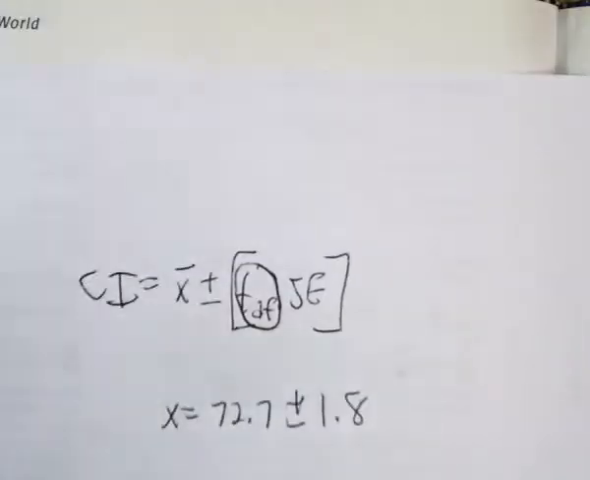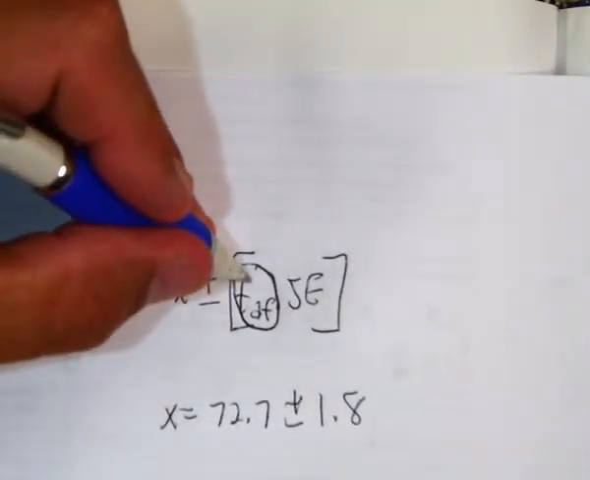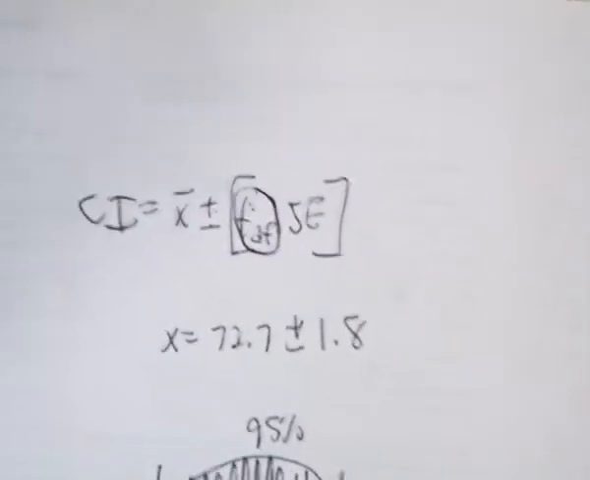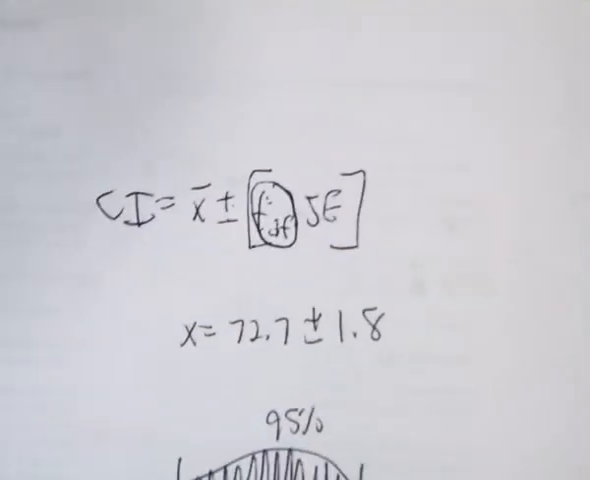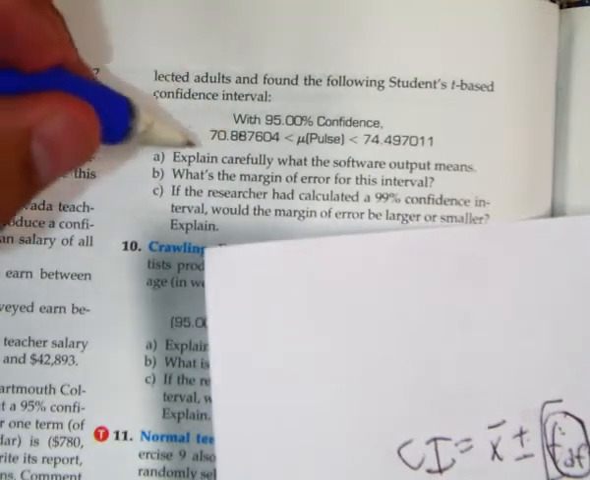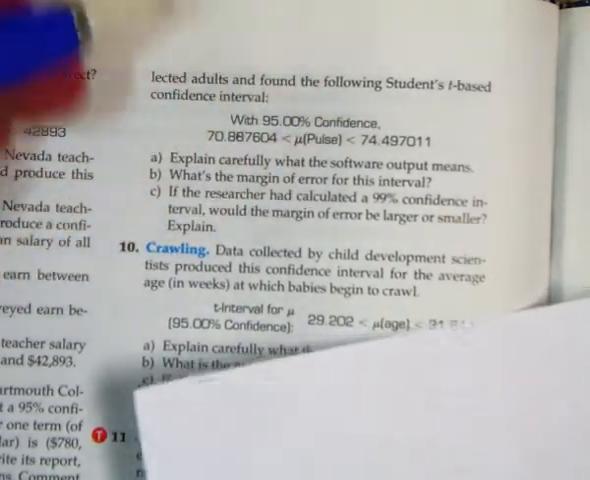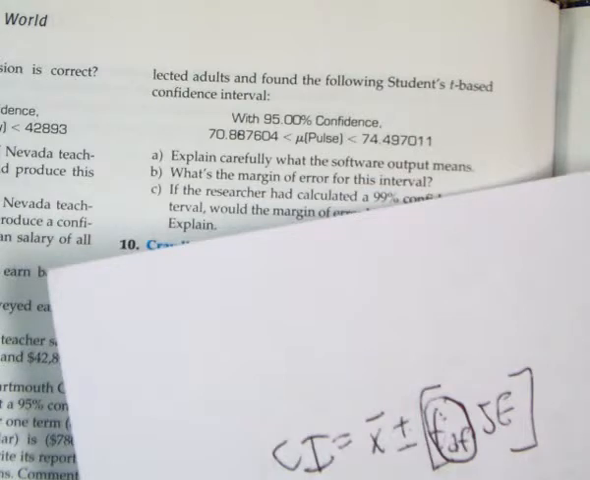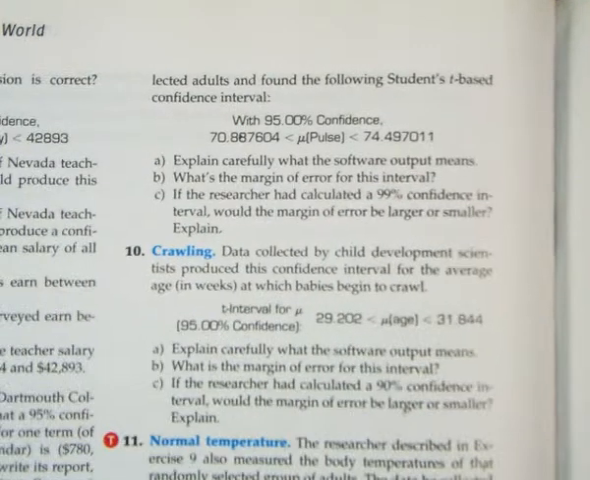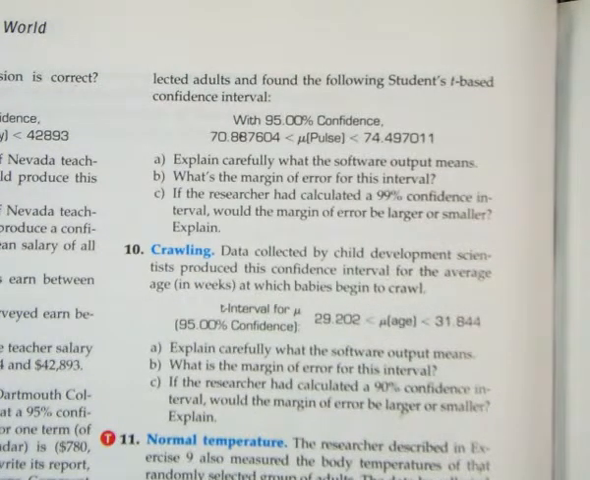So if this value gets a lot larger, then I'm going to add or subtract a larger number. That means my interval would get larger. So the 70.9 would decrease and the 74.5 would increase because I'd be farther in both directions from the mean. So I'd wind up with a wider interval. I'm more confident, but I'm less precise. That's what you give up when you increase your confidence level. So the margin of error would actually be larger.